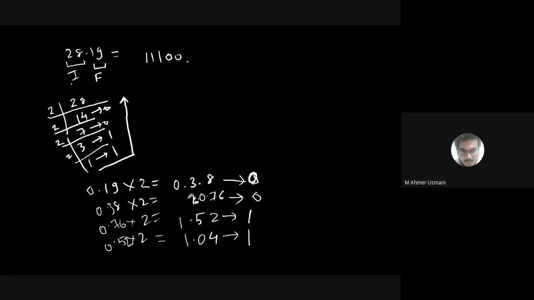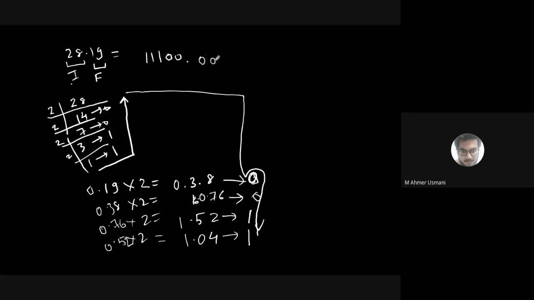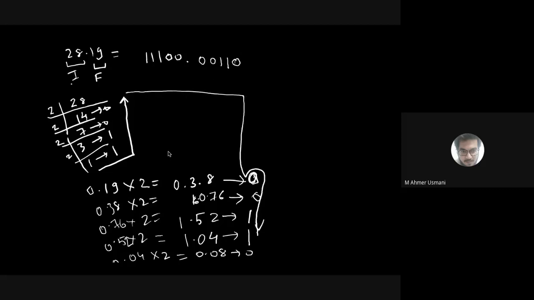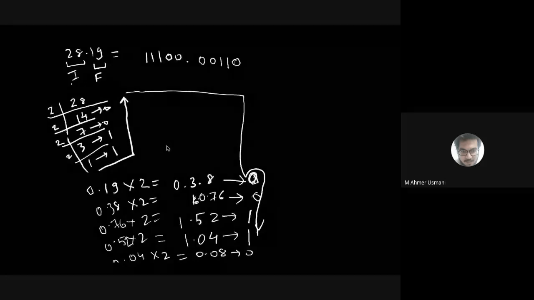So the number that you get is this one, which is 111000011. And if you want to go further, you can. So it is 0.04 into 2, which is equal to 0.08. So you'll get another 0. So this is the final number that you get. Did you understand how it came? Is there a doubt? Do you want me to repeat again?